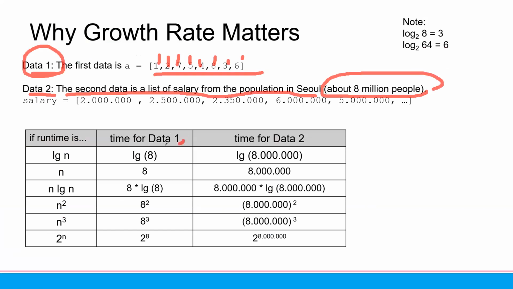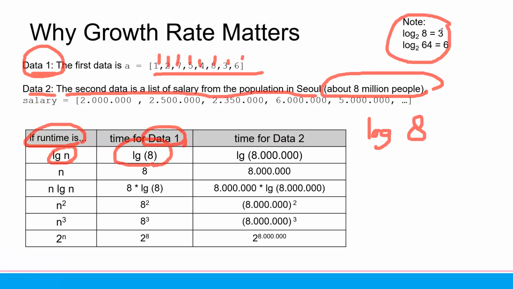If I use the data one, if the runtime is log n, then the running time performance is log 8. Do you still remember log 8? What does it mean by log 8? So I give the hint here. If it is log base 2, and then I want to make the logarithmic of 8, then the answer will be 3.